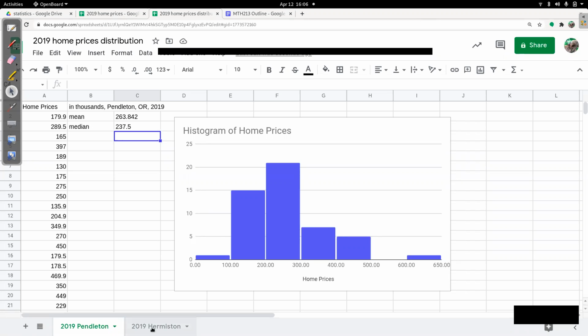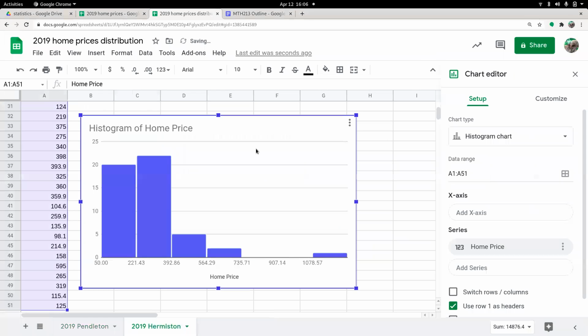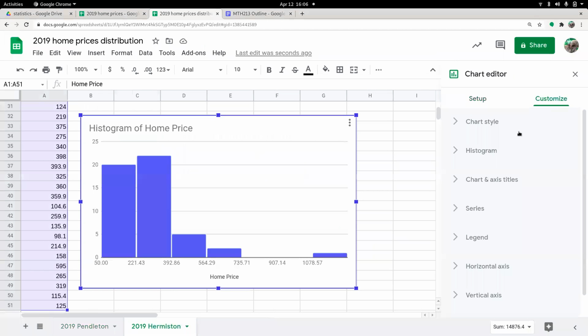I don't think the Hermiston one's going to be much different, but let's take a quick look. I think I need to look elsewhere for data. Yeah, it's got a definite skew right, but we might as well look at that one too. So Google picked some weird numbers there. Let's clean it up.